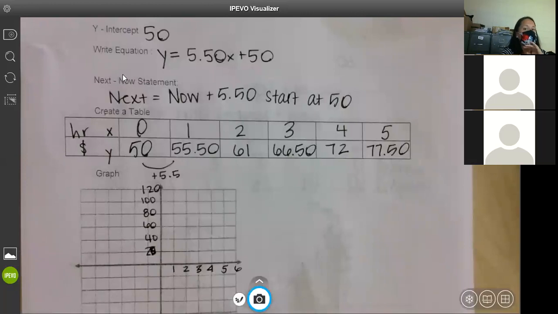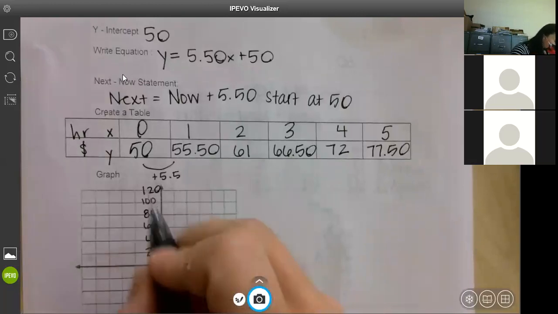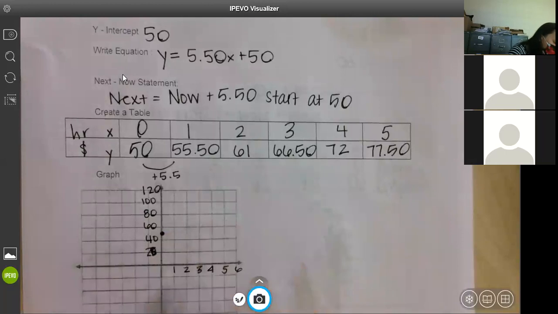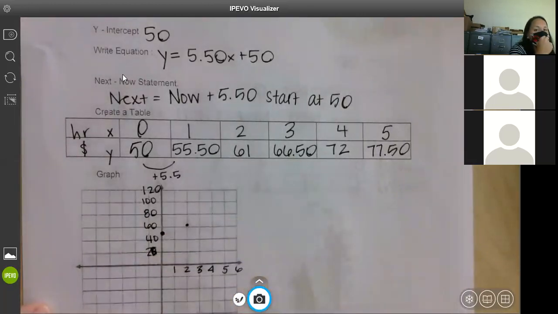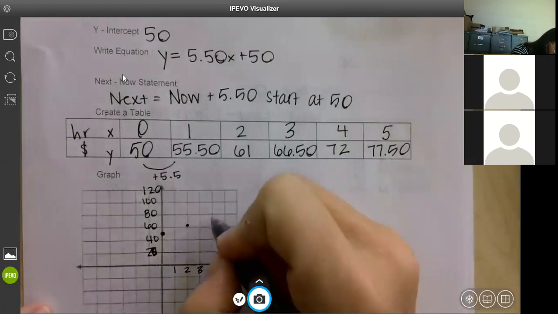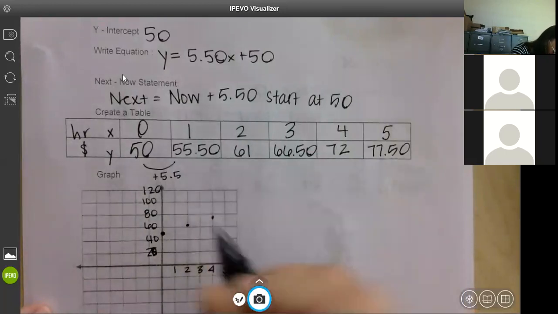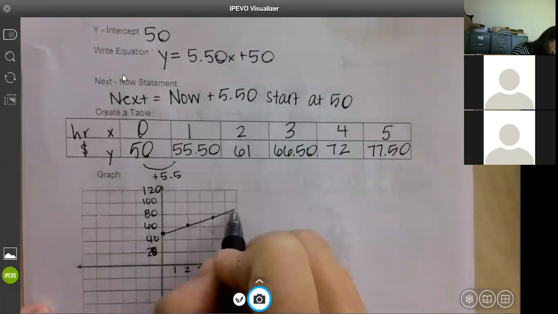All right. So then we started at 50, which would be right here. I'm going to plot the chart because it makes it a little easier. 2 was at 61, so that'd be like right there. I didn't plot 1 because I don't want to plot 55.50. I'm just going to plot my whole numbers. 4 was at 72, which is like right there.